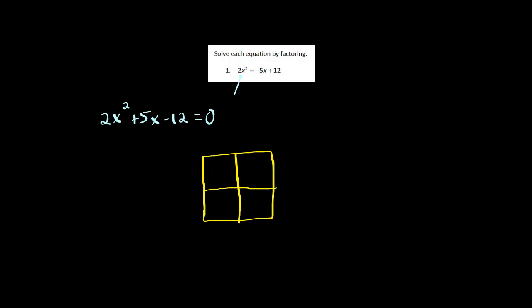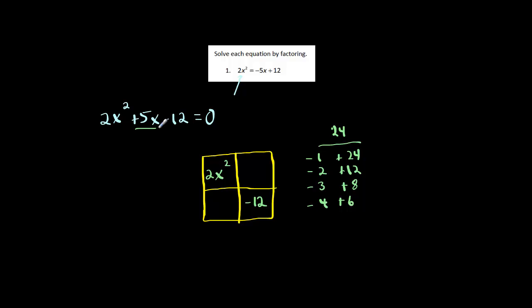So the lead term is in the upper left, constant in the bottom right. 2 times 12 is 24, so that's our AC. So we have 1 times 24, 2 times 12, 3 times 8, 4 times 6. The signs tell us they're different. The larger one's going to be positive. So these are positive. These are negative.